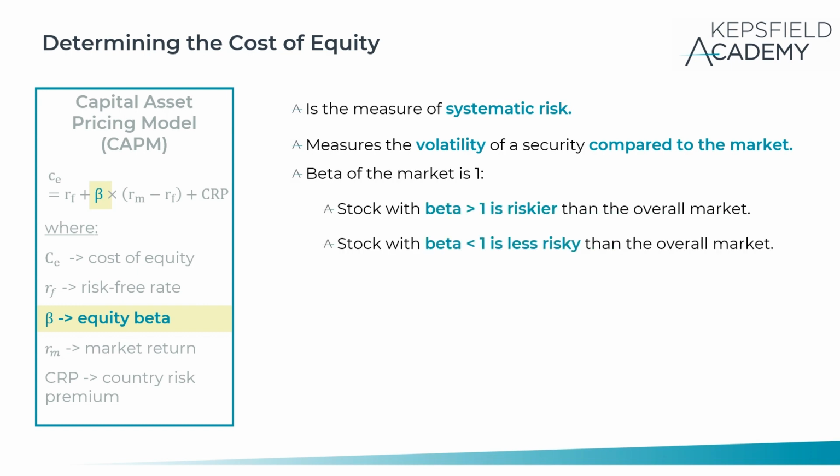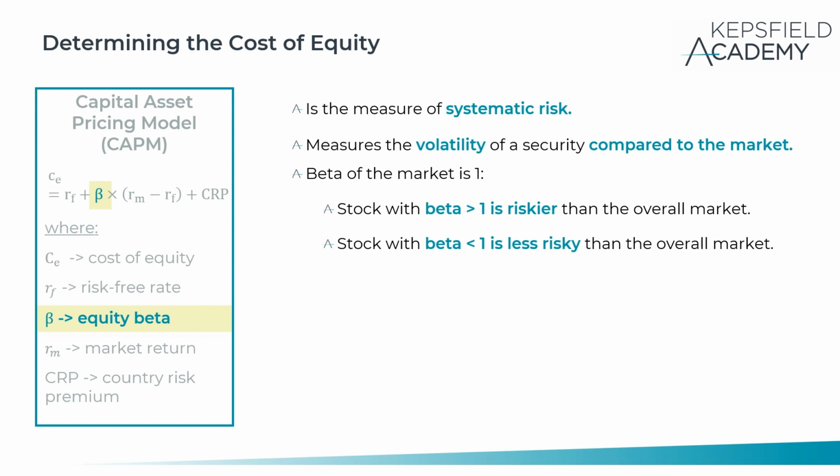A beta greater than 1 indicates that the investment is more volatile or riskier than the overall market. In other words, when the market goes up or down, this investment is expected to experience larger price swings than the market. As a result, the cost of equity will be higher for investments with a beta greater than 1, as investors would require a higher return to compensate for the additional risk.